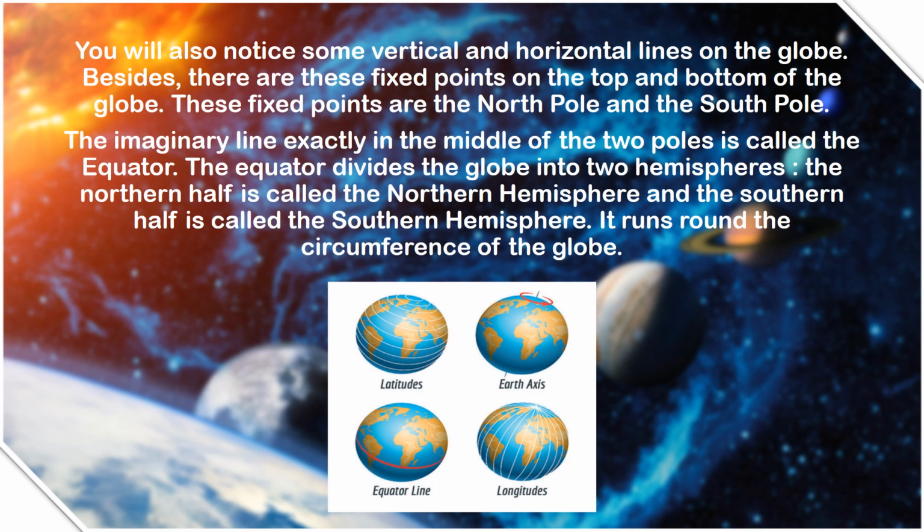You will also notice some vertical and horizontal lines on the globe. Besides, there are these fixed points on the top and bottom of the globe. These fixed points are the North Pole and the South Pole. The imaginary line exactly in the middle of the 2 poles is called the equator. The equator divides the globe into 2 hemispheres. The northern half is called the northern hemisphere and the southern half is called the southern hemisphere. It runs round the circumference of the globe.